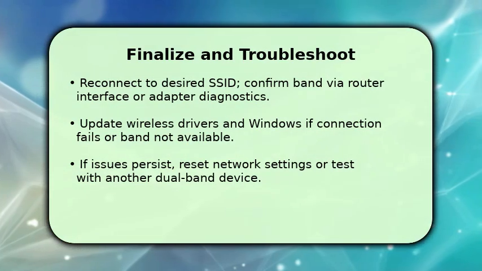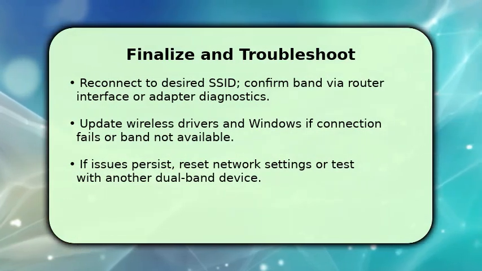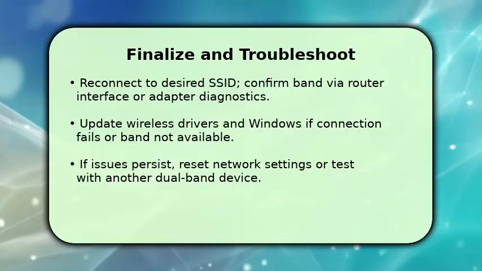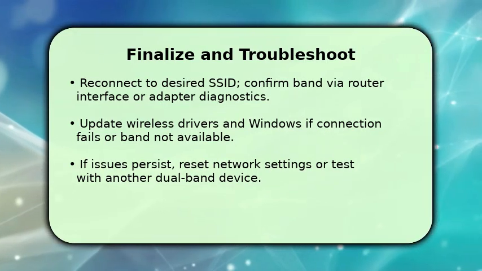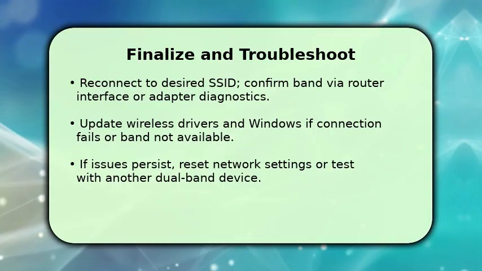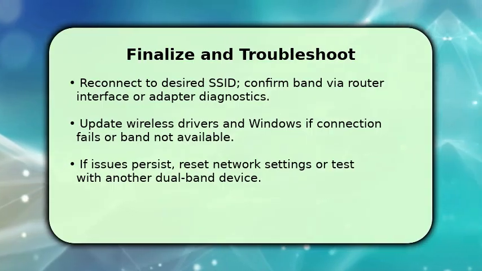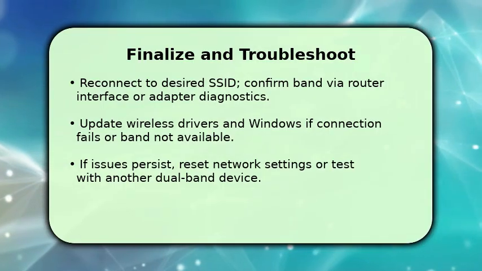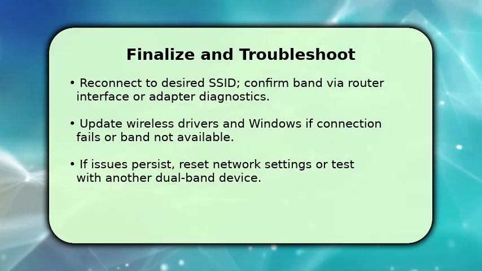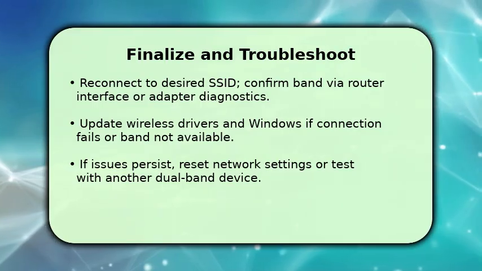After re-enabling the adapter, reconnect to the network and verify you're on the intended band. Check your router's connected devices list or use adapter diagnostics. If you still see the wrong band, update the wireless driver and reboot the PC, because drivers control band negotiation.